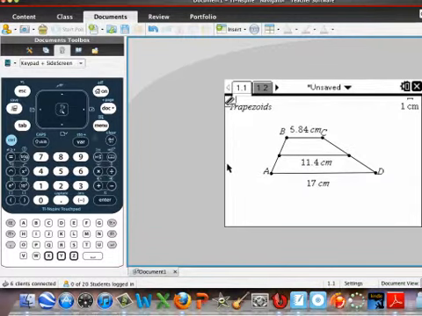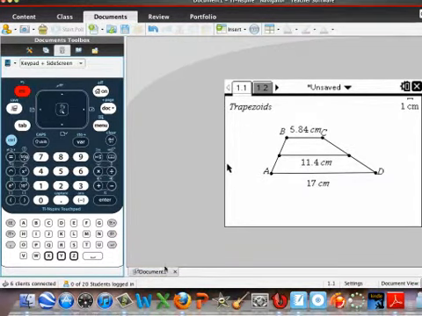And what do you notice about the length of the midsegment? The midsegment is half the length of the bases. So that's two things you need to remember. The midsegment is parallel to the bases, and it's half the sum of the bases. So that's really important that you guys remember that the midsegment is half the sum of the bases.